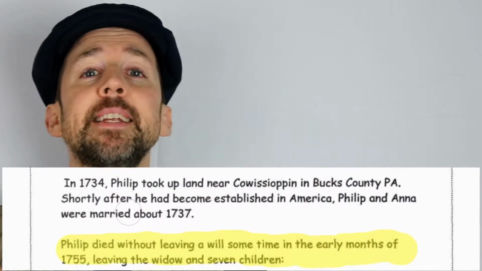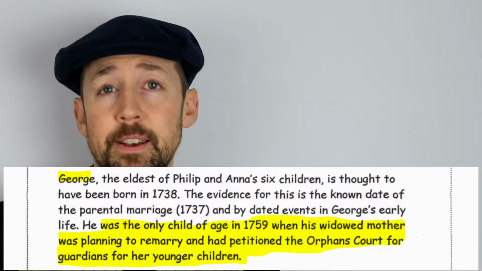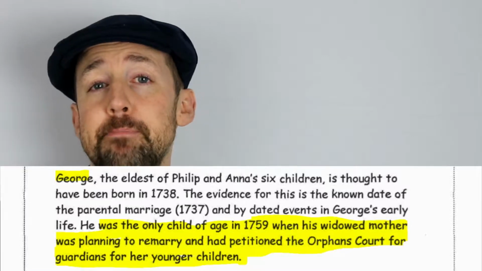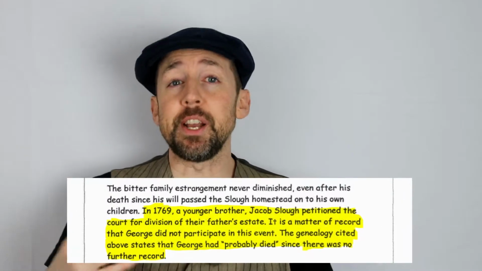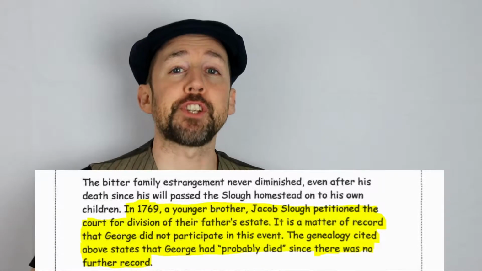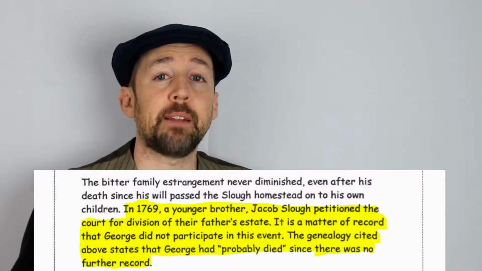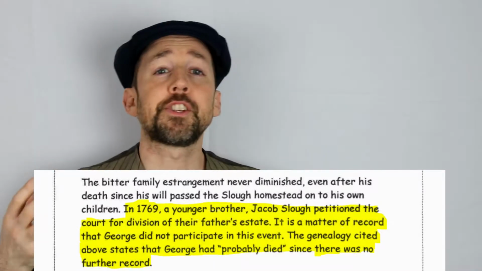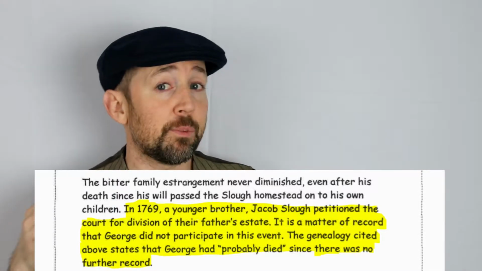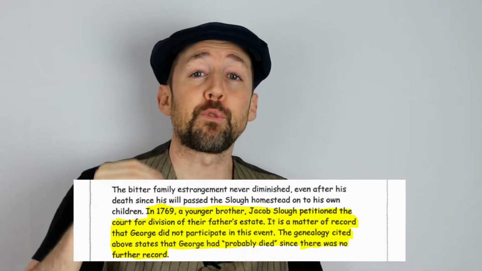Philip Slough died intestate in the 1750s, and the Orphans Court record notes that their eldest son, George, made claim to the estate in 1759. Singer wrote that in 1769, George's youngest brother, and I quote, "Jacob Slough, petitioned the court for division of their father's estate. It is a matter of record that George did not participate in this event," end quote. Singer then writes that the genealogy upon which he relied states that George had probably died, since there was no further record. This is where Singer's genealogy really turns pear-shaped.